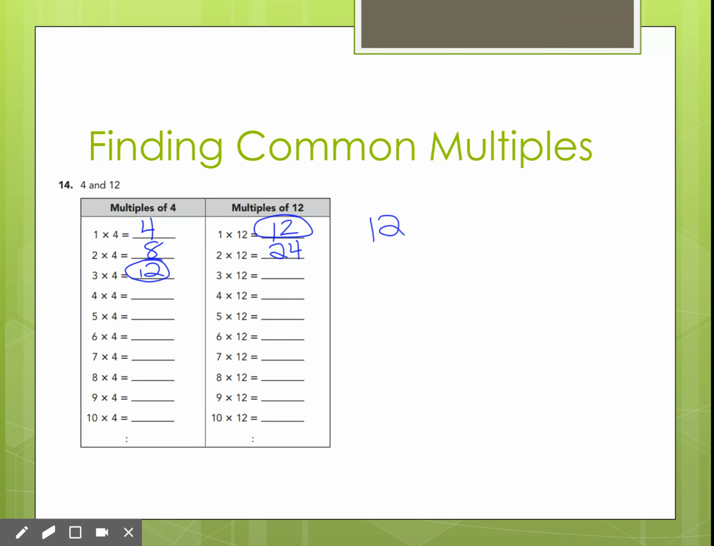Then I keep multiplying. 3 times 12 is 36. 4 times 4 is 16. 4 times 12 is 48. 5 times 4 is 20. 5 times 12 is 60. 6 times 4 is 24. Oh, another match. 6 times 4 is 24, and 2 times 12 is 24. So you could keep going and fill the rest in if you'd like, but you have found the first 2 common multiples.